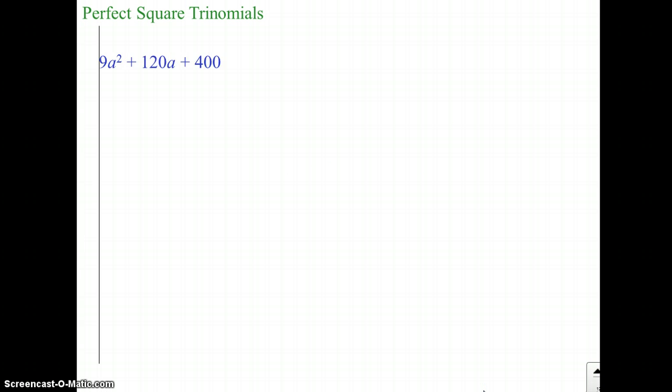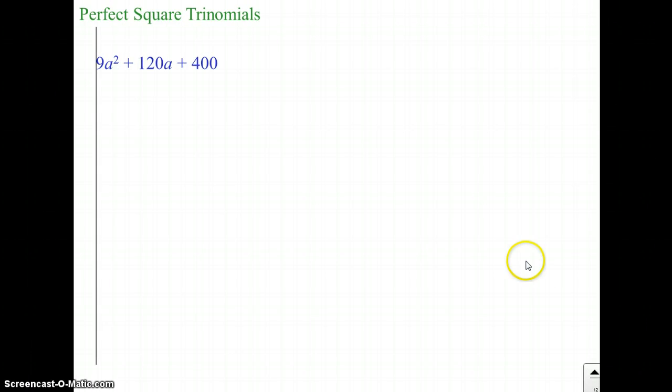Let's look at some perfect square trinomials. These ones are a little nicer than difference of squares with complex bases. Looks like a complex trinomial because the coefficient in front of a squared is not 1, it's 9. So we could use decomposition.